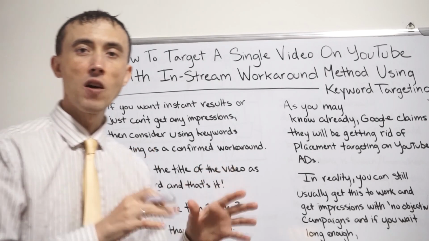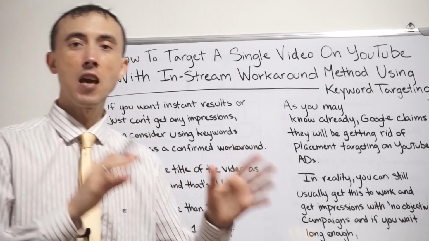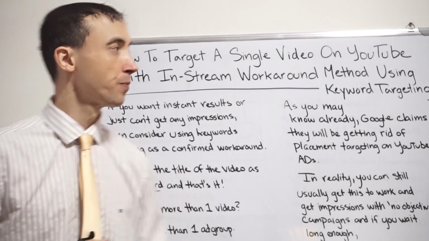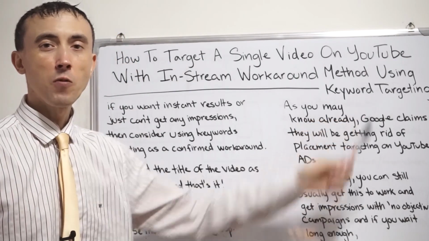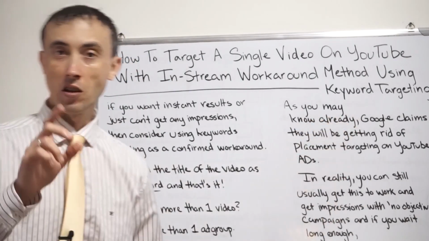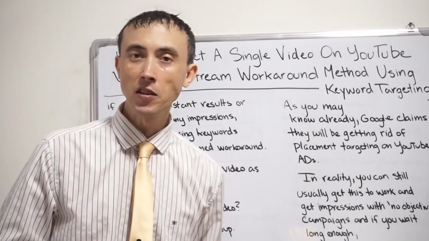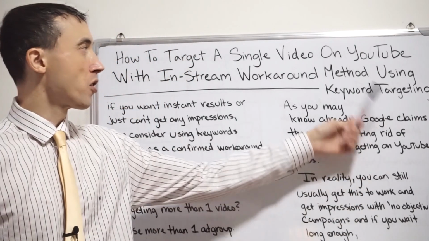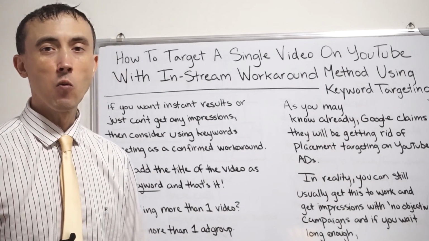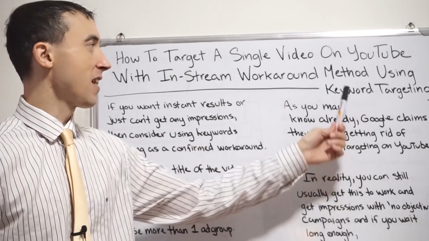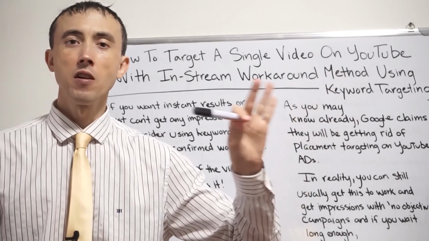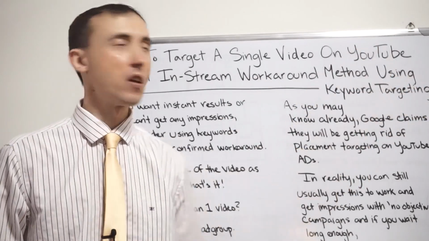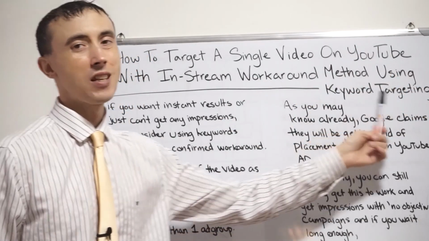You can actually go ahead and set that up by having a campaign set with no objective. But if that doesn't work for you in and of itself, which it isn't for more and more people all the time, and you struggle to get impressions on your keywords, there's a workaround method that I've found that works beautifully to get impressions with your ads on the videos that you specifically want using keyword targeting.